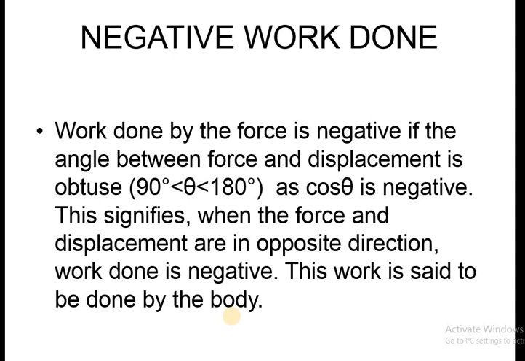Okay, there are three cases: work done positive, work done 0, and work done negative. So work done by a force is negative if the angle between force and displacement is an obtuse angle, that is, theta lies between 90 degrees and 180 degrees. In this range, suppose theta is 120 degrees, cos theta becomes negative. This signifies that when force and displacement are in opposite directions, work done is negative.